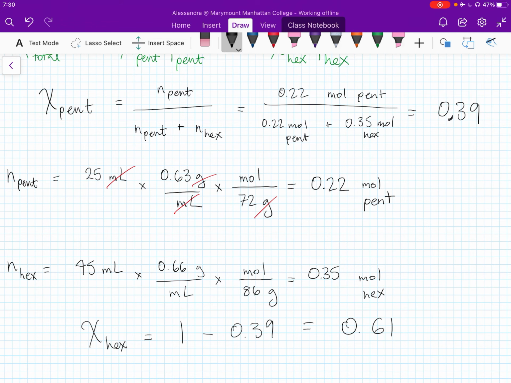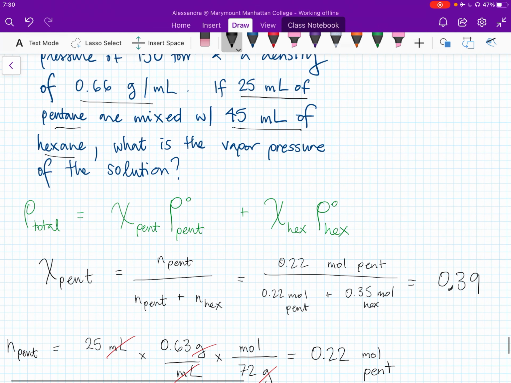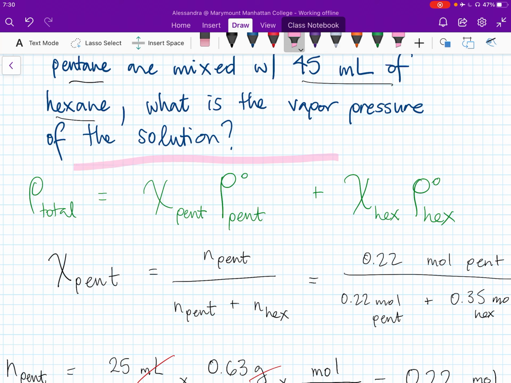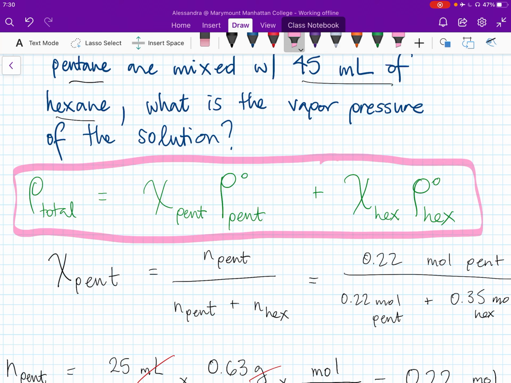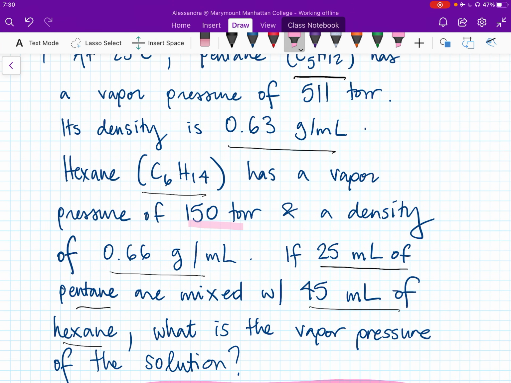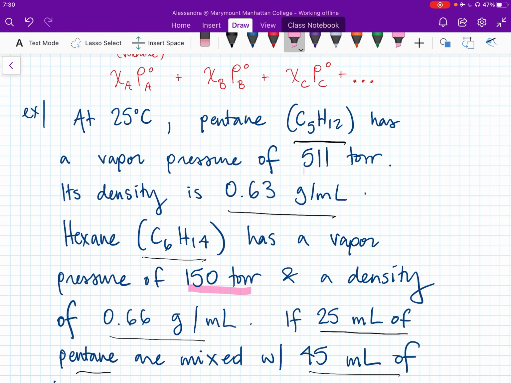So I can now plug these in to the formula to figure out the total vapor pressure of the solution. Okay, so that was this formula up here. The vapor pressure of the solution is going to be equal to the mole fraction of each component multiplied by the vapor pressure of the pure compound. So the vapor pressure of hexane is 150 torr. The vapor pressure of pentane was 511 torr.